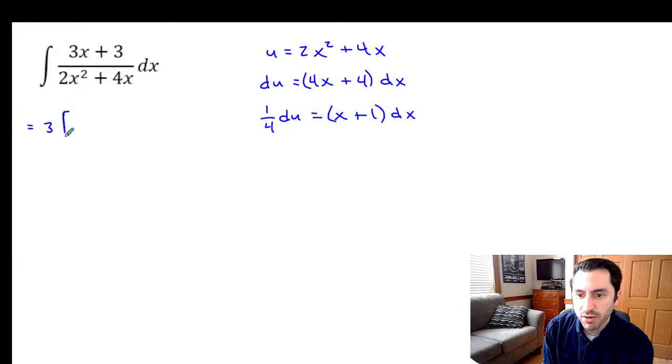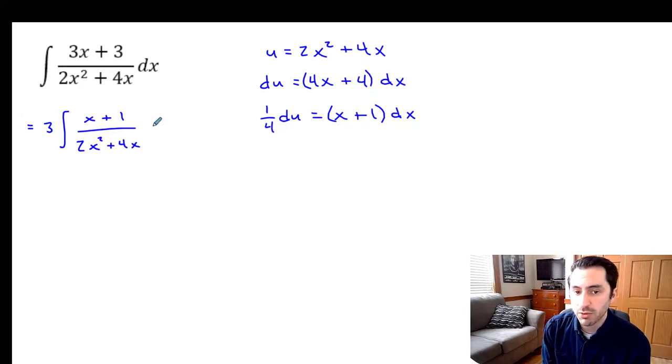So factoring that out, we have 3 times the integral. If I factor that out, my numerator will be x plus 1. And then I'm going to keep the denominator the same because we already know that that whole denominator is going to get replaced by u. And we still have our dx.